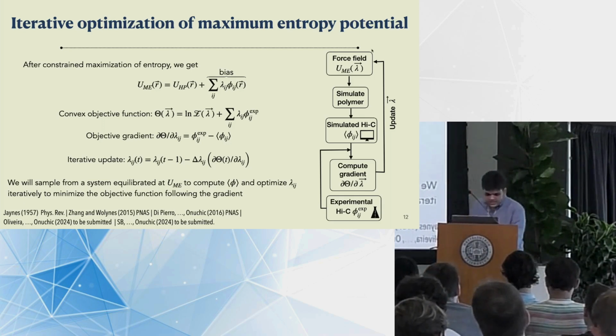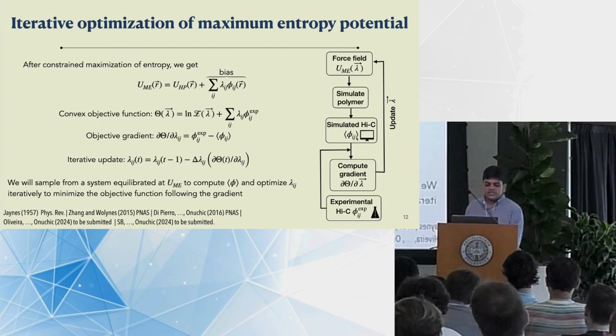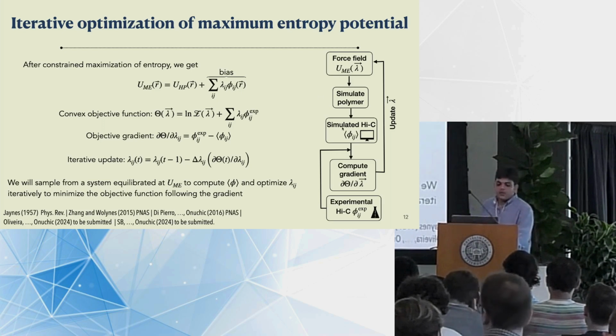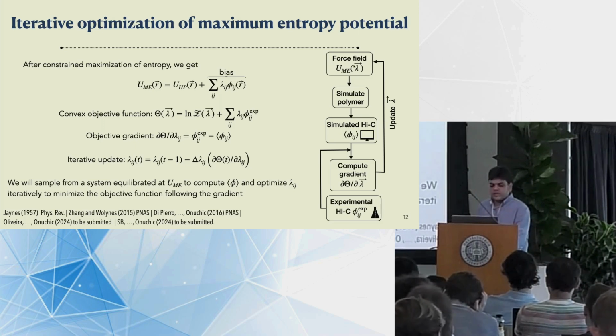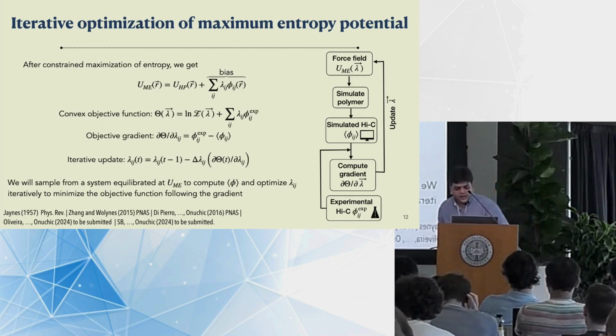Right, so we devised this kind of iterative update where we run the simulation, we compute what your simulated phi ij's are, and we saw how to do this. So we have already seen this part. What we are going to do next is define a potential which looks like this. Then we're going to compute this gradient, which will take into account experimental Hi-C maps, and then do an iterative update of these biases following this optimization.